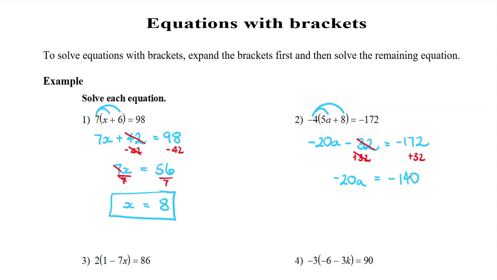What's the second step? Divide by negative 20 to get rid of that. A is all by itself. Minus 140 divided by minus 20 is 7.